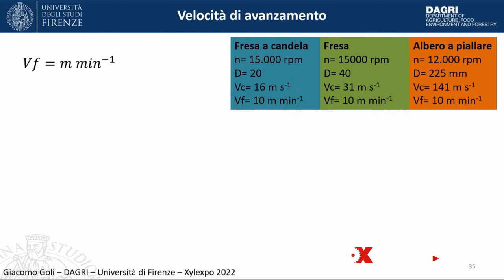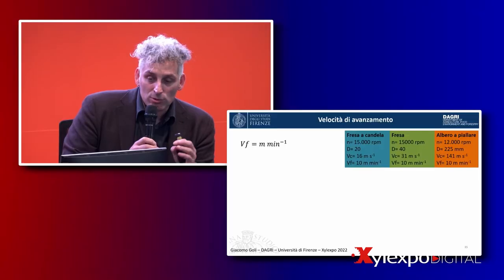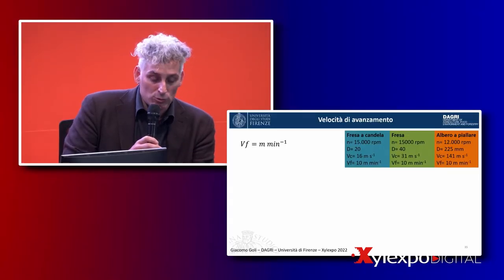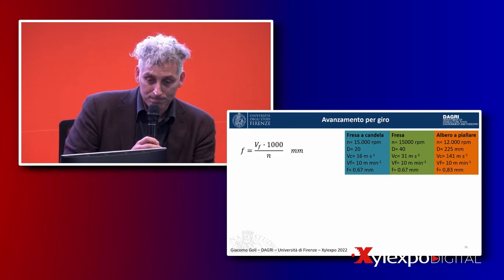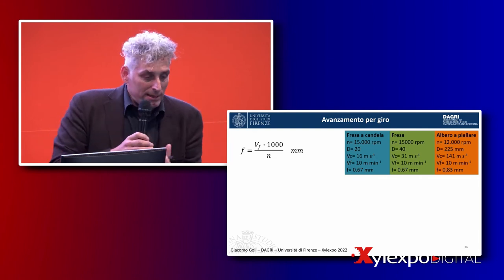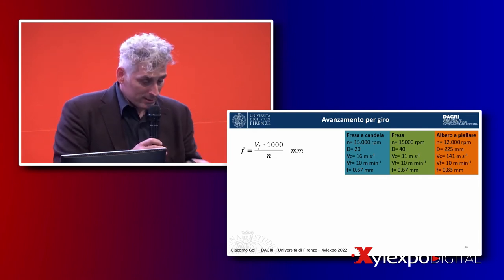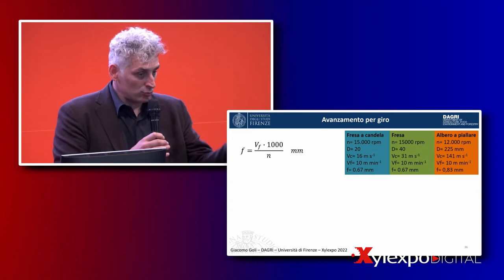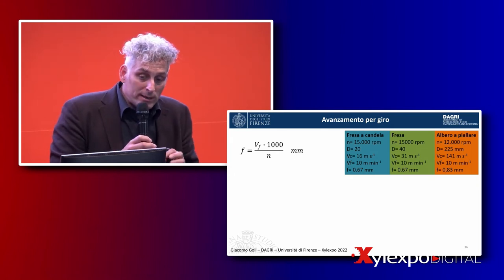Another problem is feed speed, which is the purpose of this presentation. So I set for all three working conditions or methods 10 meters per minute as the feed speed. And with feed speed, of course, wood moves, and my tool rotates and cuts chips.